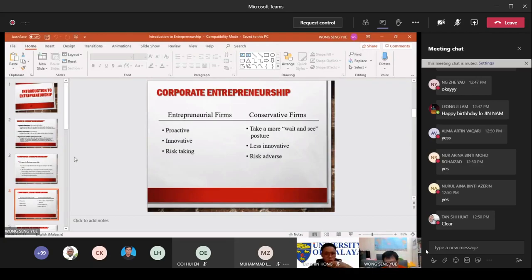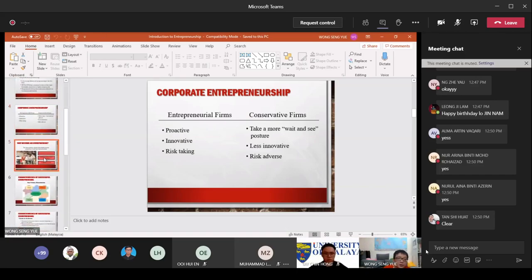Therefore, normally for this conservative firm, they do not want to take risks. They do not want to take any challenges. So therefore, it will be harder and very challenging for them to survive in this market. So this will be some comparison between the entrepreneur corporate and conservative corporate. This is very important. You have to know it.